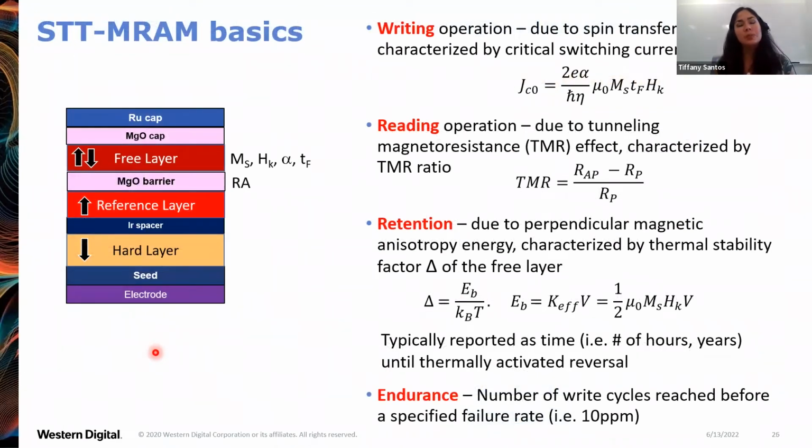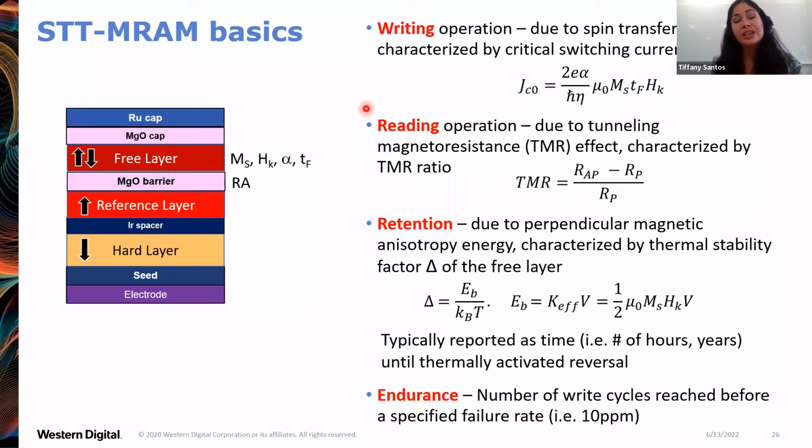So I'll review some main performance characteristics for STT-MRAM. One is the writing. So as I described, this happens by spin transfer torque, and it's characterized by a critical switching current density JC0. You can see here that the critical switching current density is largely dependent upon many materials parameters of the free layer: the saturation magnetization, the anisotropy field, the damping parameter, and the thickness.